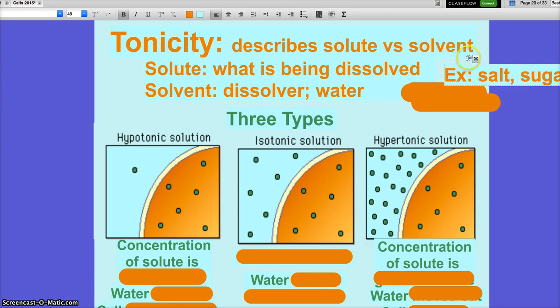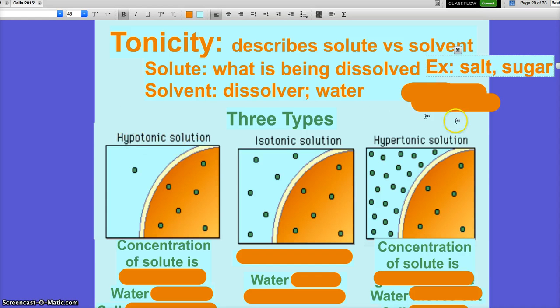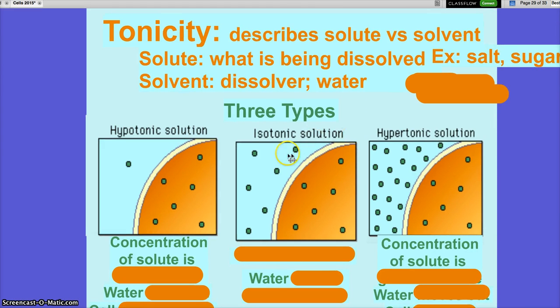Anything in this class besides water is going to be my solute. Water is always going to be the solvent, unless I tell you something different. Now, we're going to look at this diagram right here, hypotonic. If I gave you this diagram on the test, and I told you that the green dots were solute, what can you tell me about the concentration of solute to solvent? This green area is the outside of the cell, and this orange area is inside the cell. Give me something about the solute.